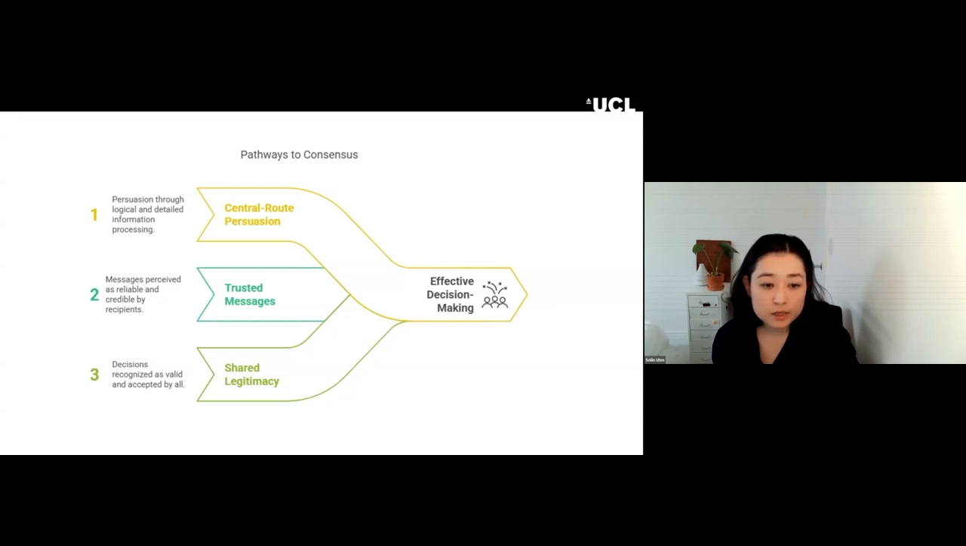Lastly, shared legitimacy. It refers to outcomes that are recognized as valid and accepted by all parties involved. And this may not always stem from detailed persuasion or perfect information, but rather from an inclusive process that confers a collective sense of fairness and ownership.